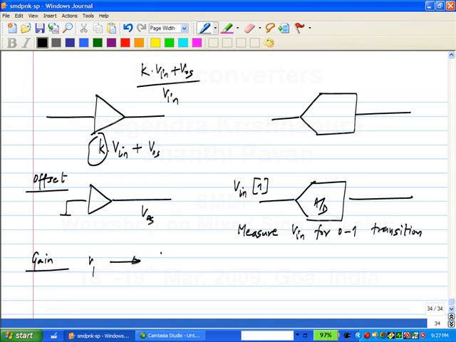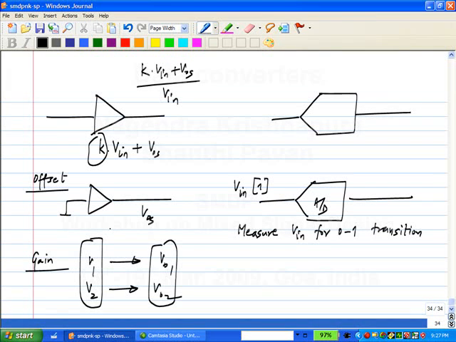find out the first output voltage. Apply V2, find out the second output voltage. And then the difference between these divided by the difference between these will give you the gain. Okay? So you have to make two measurements to get the gain and not be confused by the offset.